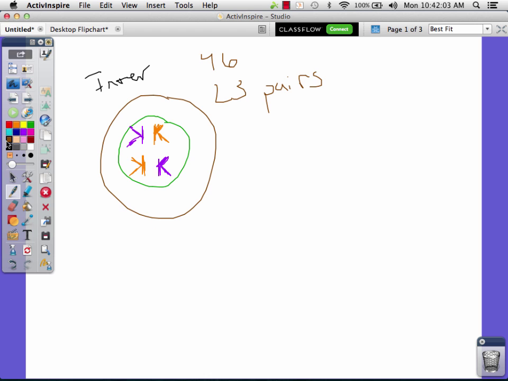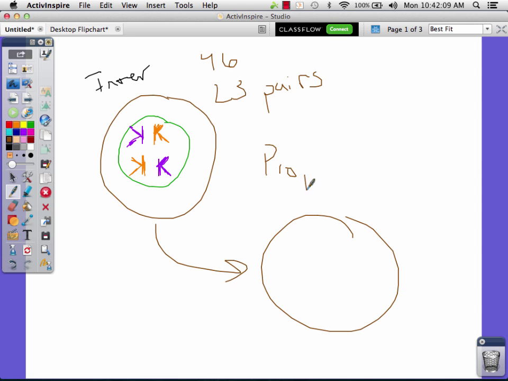The next part, and I'll just draw a little arrow, is prophase. Okay, and during prophase, our nucleus starts to dissolve, and these chromosomes condense.